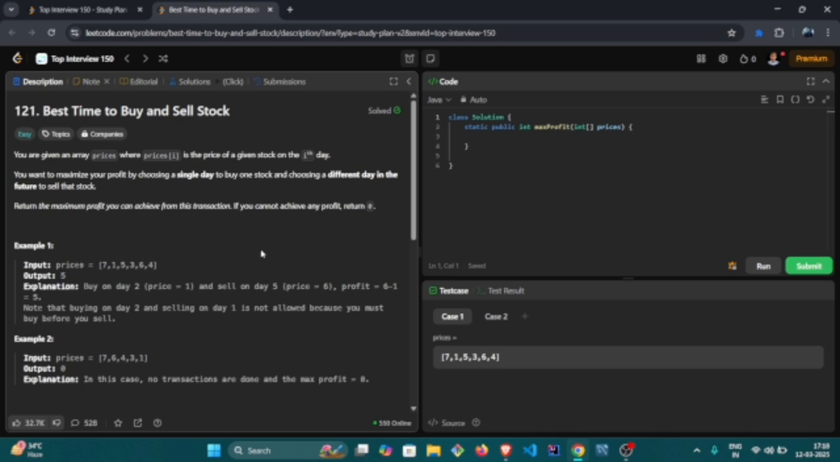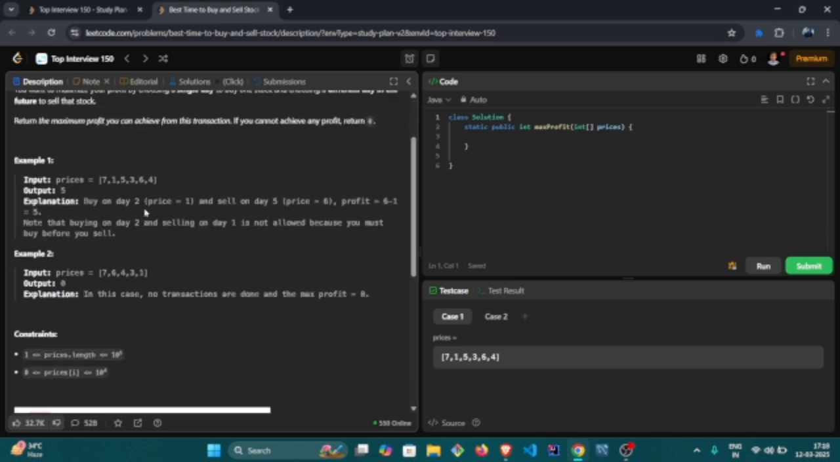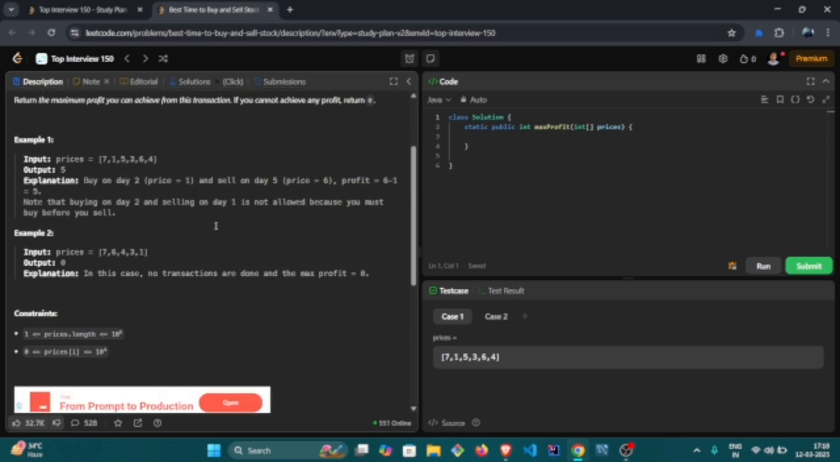Let's understand the example cases to get a better understanding of this question. Here we have an array which holds 7, 1, 5, 3, 6. First, as per the question, we have to find the minimum value at which we can buy. Here the second index has the minimum value, which is 1, and then we will move forward and try to find the maximum price to sell, which is 6. So we buy on the second day, which is price 1, and sell on the fifth day, which is 6. The profit will be 6 minus 1, which is equal to 5.